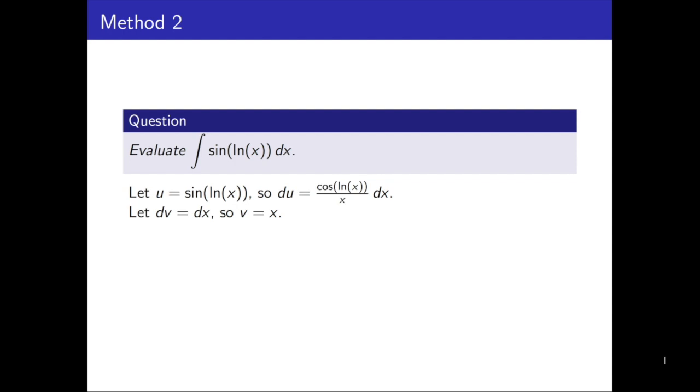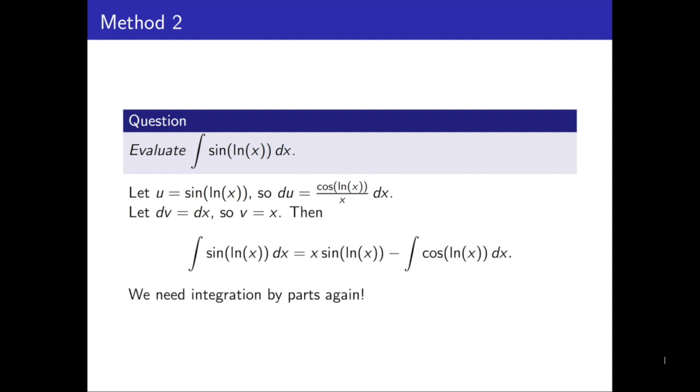And when we apply integration by parts, we get uv, which is x sine of natural log of x, minus the integral of v du. So the 1 over x in the du cancels with the x that is equal to v, and we're left with the integral of cosine of natural log of x, which looks fairly similar to the integral we started with, and we can apply integration by parts again. And hopefully this looks kind of familiar to you because it's relatively similar to what we just did in method 1.